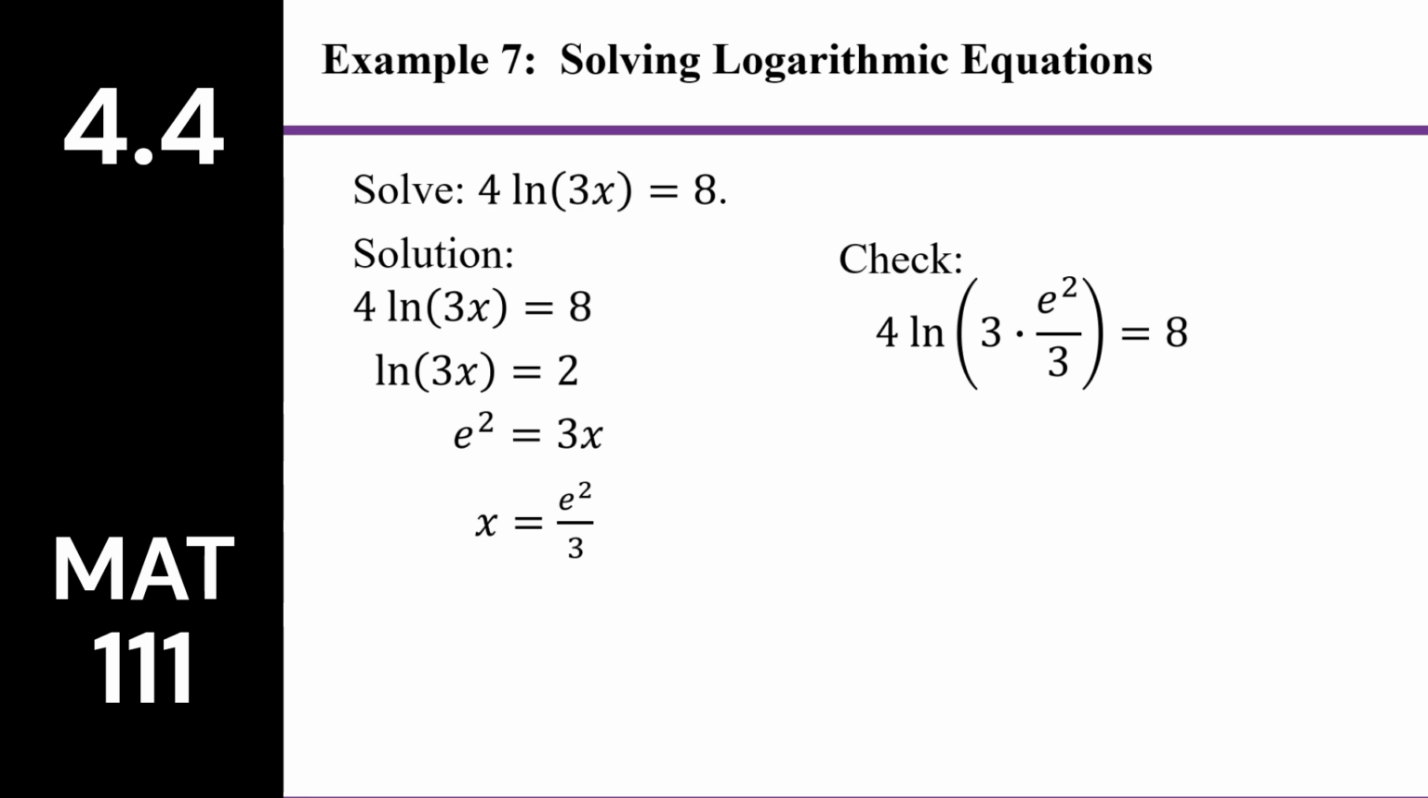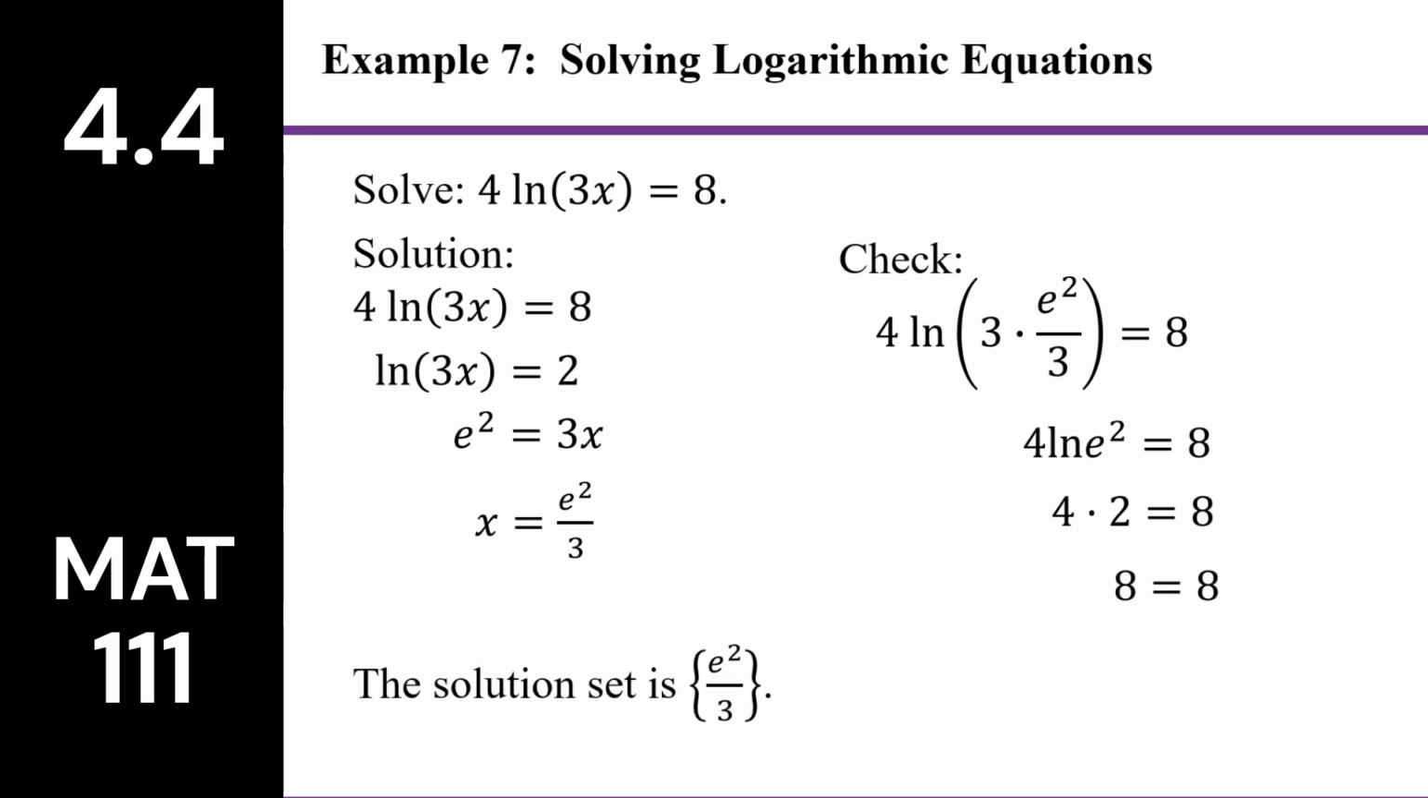We need to check our answer, so we take our proposed solution of e to the second over 3 and we substitute it in for x in our original equation. The 3's cancel, so we get the natural log of e squared, which is just 2. So 4 times 2 equals 8. That's true. And so the solution set is e squared all over 3.